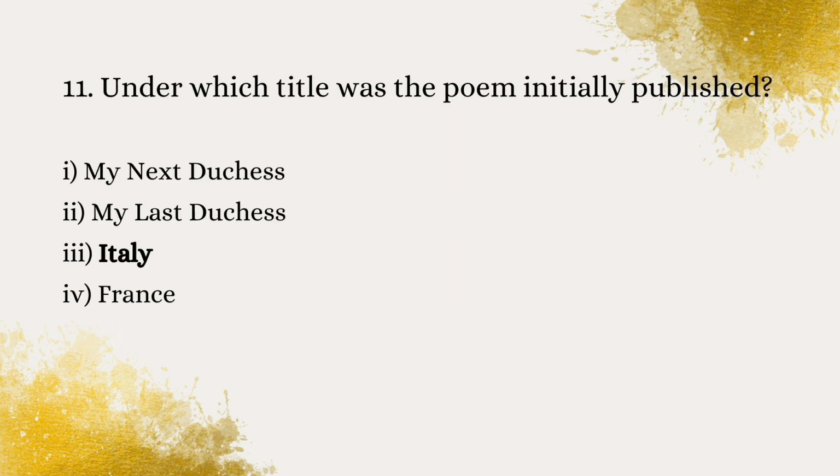Question number 11. Under which title was the poem initially published? The options are My Next Duchess, My Last Duchess, Italy, France. The right answer is Italy. We all know that the poem was published in 1842 and at that time it had the title Italy. The present title, My Last Duchess, was given to the poem in the year 1849.